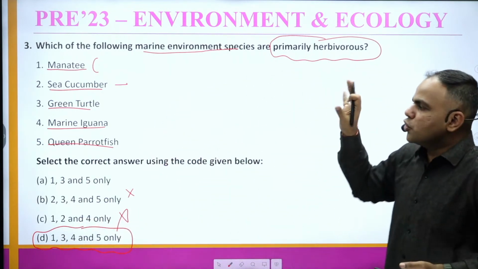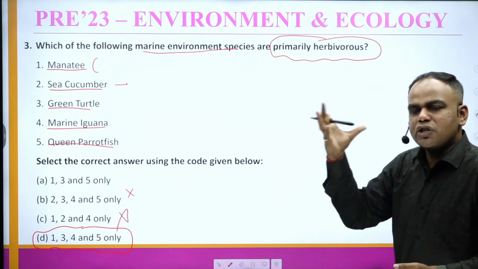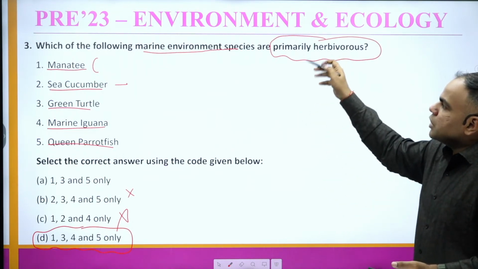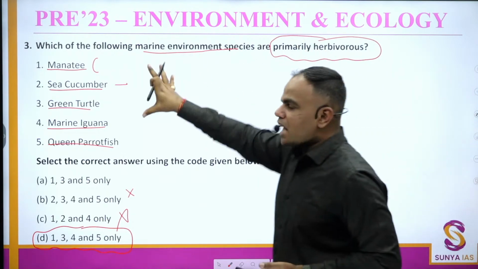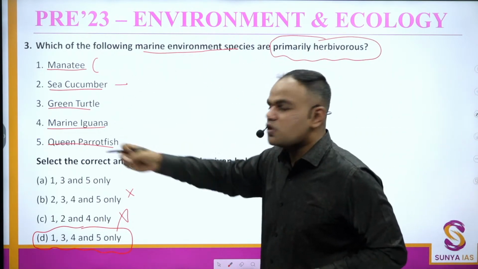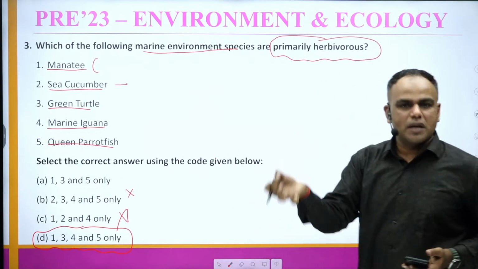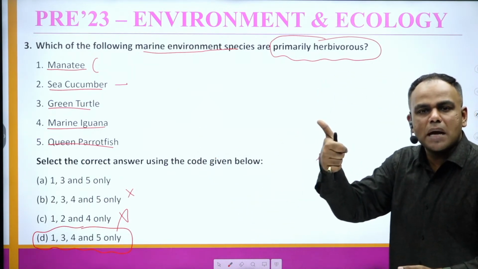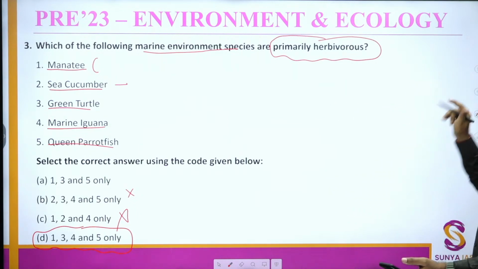So for questions like these, a mix of your knowledge and elimination should do the trick for you. Try to just have a look at these species. Maybe one of these species gets directly repeated in your exam. UPSC has this habit of asking you what is phytoplankton, what is zooplankton, etc., etc.